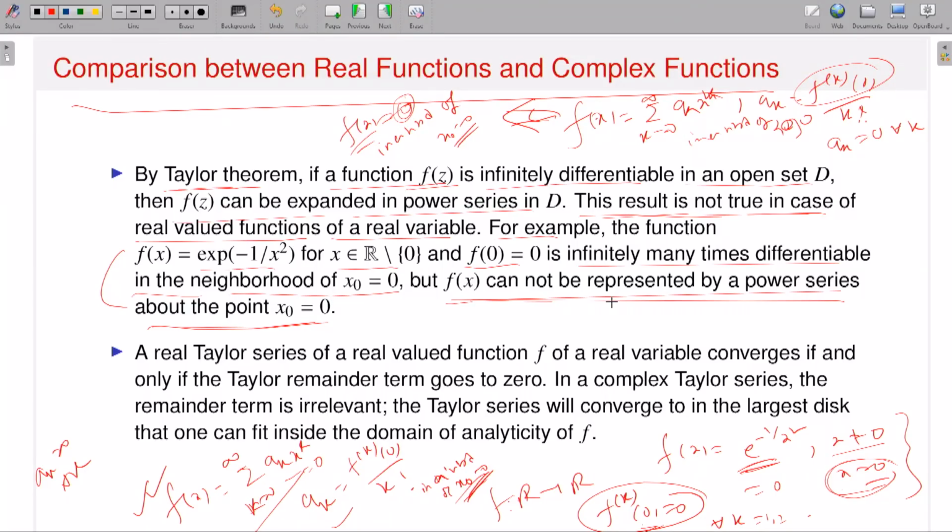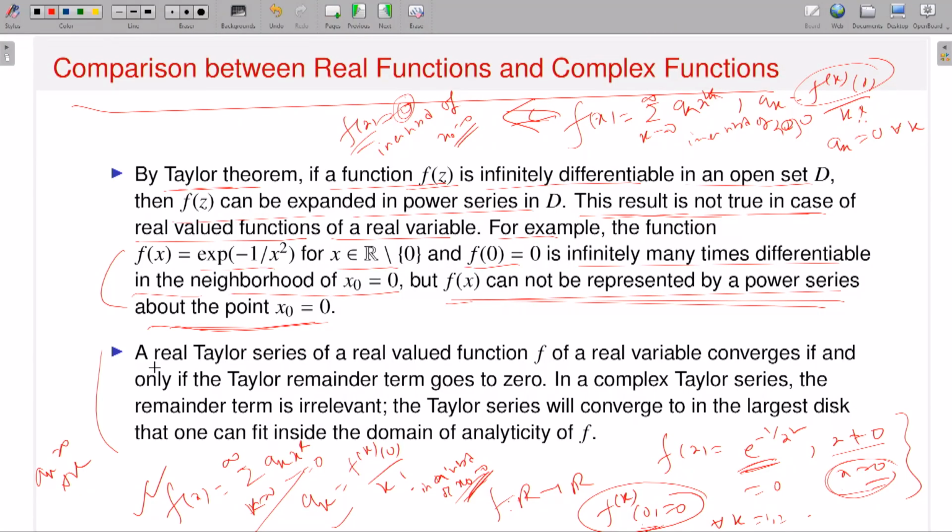That means I have a function which is very nice, but still I cannot write my function around that point in terms of a power series. So that's what it is. f(x) cannot be represented as a power series around the point x0 = 0. Therefore, the property of analyticity or complex differentiability is very rigid compared to real differentiability. This is another clear distinction between complex analysis and real analysis.